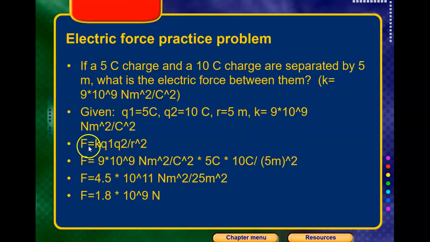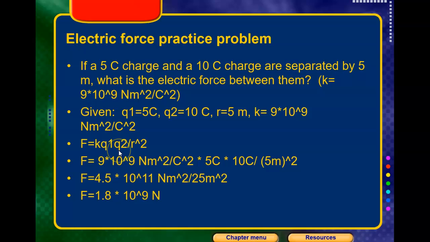My formula is force equals Coulomb's constant times the product of the charges divided by r squared. Putting in my numbers: 9 times 10 to the 9th, times 5 times 10, divided by 5 meters squared. 5 times 10 times 9 times 10 to the 9th is 4.5 times 10 to the 11th. 5 squared is 25, so 4.5 times 10 to the 11th divided by 25 is 1.8 times 10 to the 9th newtons.